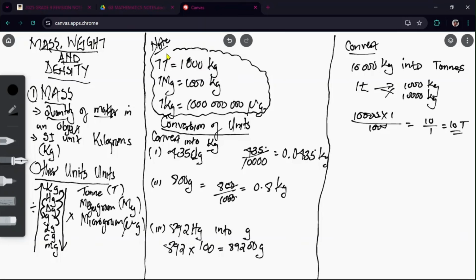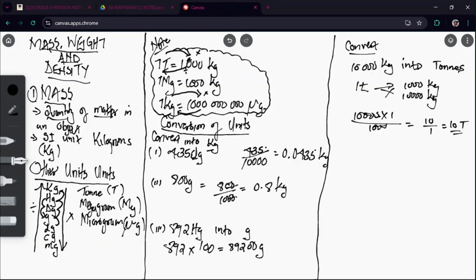Sometimes I say when you're moving from ton to kilogram, this is the same as multiplication, and when you're moving the opposite, you are dividing. The same case: when you're moving here, you multiply by 1,000, and when you're moving the opposite, you divide by 1,000. The same case when I'm moving from kilograms to micrograms, I multiply by this huge number here, and when I'm moving the opposite, I divide by the same number. So that is what we have for mass.